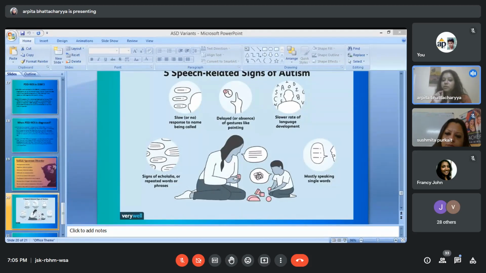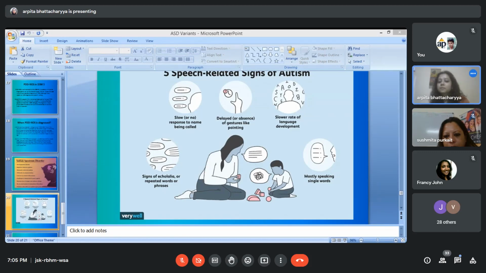And repetitive speech, your own speech you're repeating. Echolalia is repeating other speech. You're echoing others' words. But repetitive speech pattern is when you're repeating your own words. Like I said, I'll eat, eat. He wants to eat his tiffin maybe, and then he'll just repeat it long. So that's the repetitive speech pattern we are having. And mostly speaking single words. As I said, not talking in phrases, not using descriptive exclamatory words like, oh, wow, what a beautiful scene. No, these kinds of expressions are not coming in.